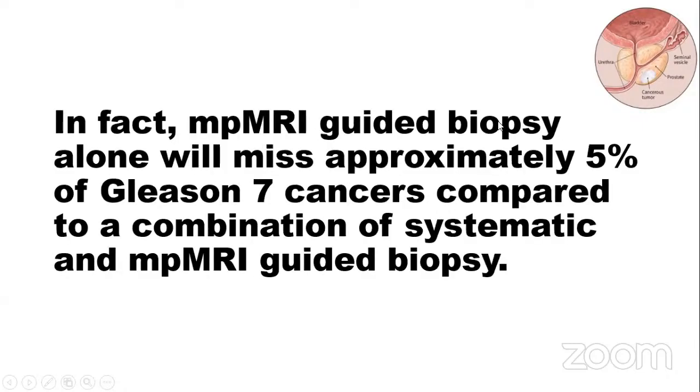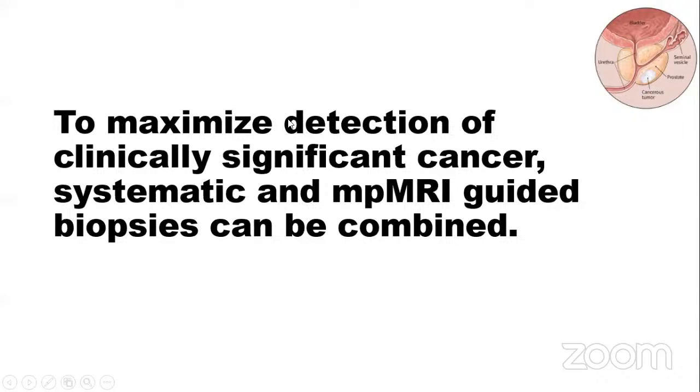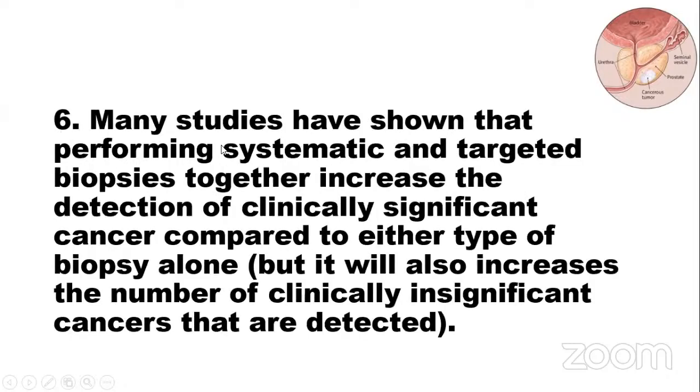In fact, multiparametric MRI-guided biopsy alone will miss approximately 5% of Gleason 7 cancers compared to a combination of systematic and multiparametric MRI-guided biopsy. To maximize the detection of clinically significant cancer, systematic and multiparametric MRI-guided biopsy can be combined. Many studies have shown that performing systematic and targeted biopsy together increases detection of clinically significant cancer compared to either type of biopsy alone, but it will also increase the number of clinically insignificant cancers that are detected.